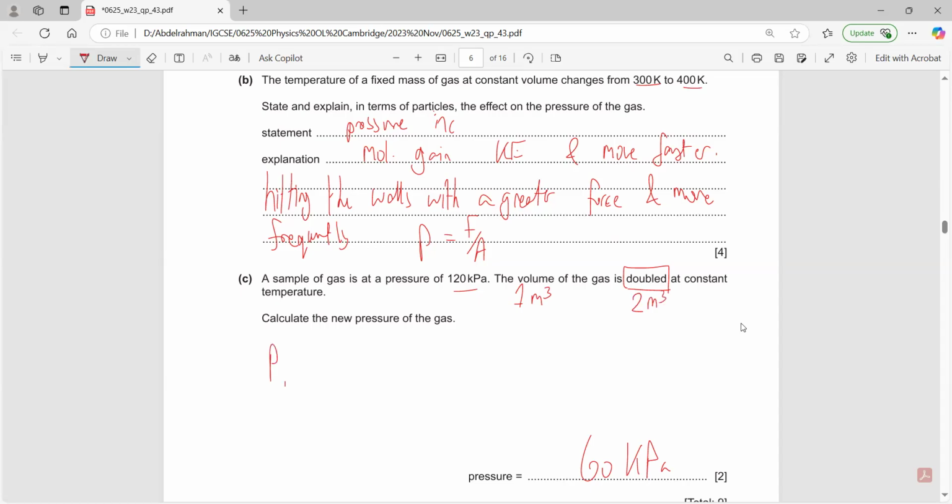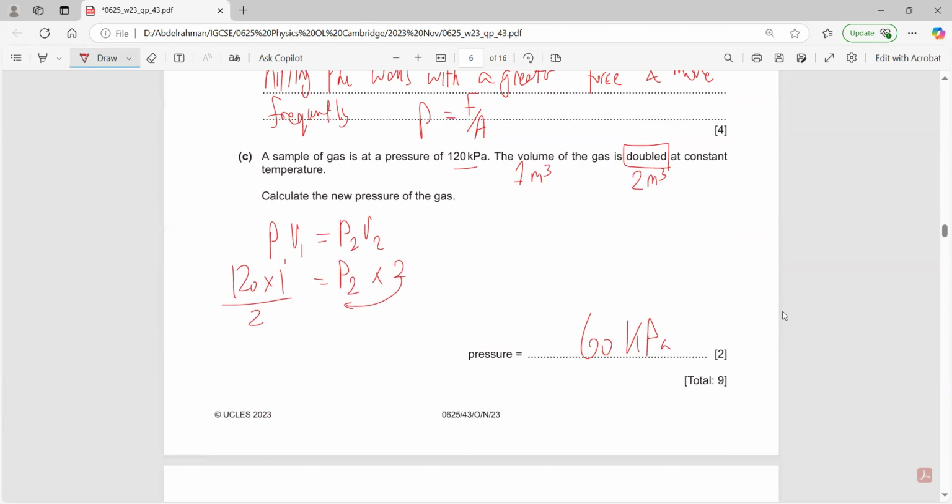So P1 V1 equals P2 V2, right? P1 was 120 times volume 1, which was 1. We need to find P2, but the volume doubles, so it becomes 2. If you divide by 2, 120 divided by 2 is 60 kilopascals.